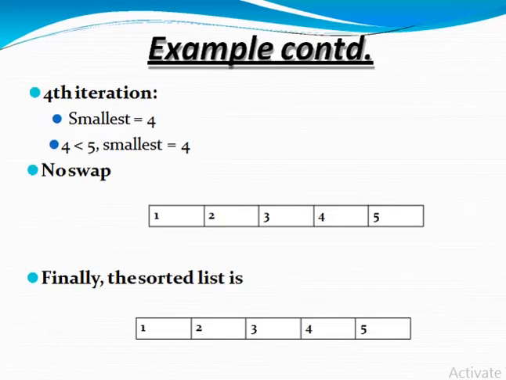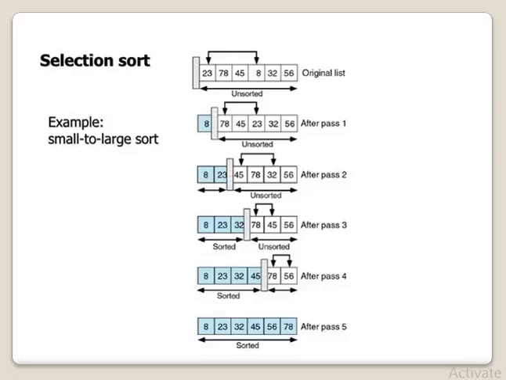After that, there is no need to swap the other elements, because 4 is already in its appropriate position. We simply check 4 with 5. Definitely 4 is smaller than 5, so in the list 4 may occur before 5. That's why there is no need to swap the given elements. Finally, the sorted list is like this: 1, 2, 3, 4 and 5.